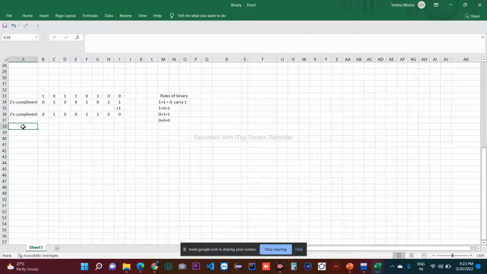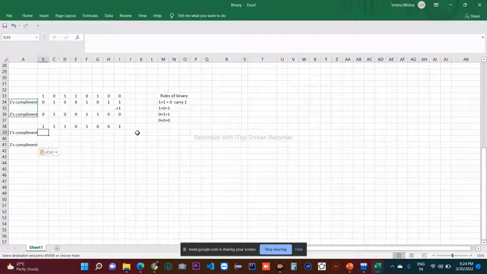ठीक है, अभी मैं एक नंबर और देता हूँ. अब इसका आप लोग को बताना है वंस एंड टूस कॉम्प्लीमेंट क्या है. 1 1 1 0 1 0 0 1. ठीक है, अभी बताओ इसका वंस कॉम्प्लीमेंट क्या होगा। वंस कॉम्प्लीमेंट तो बहुत इजी है। एनी वन ऑफ यू टेल व्हाट विल बी द वंस कॉम्प्लीमेंट। 0 0 0 1 0 1 1 0.